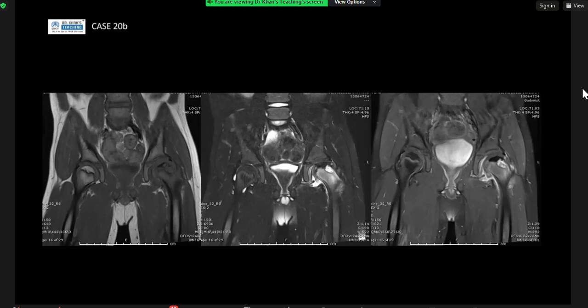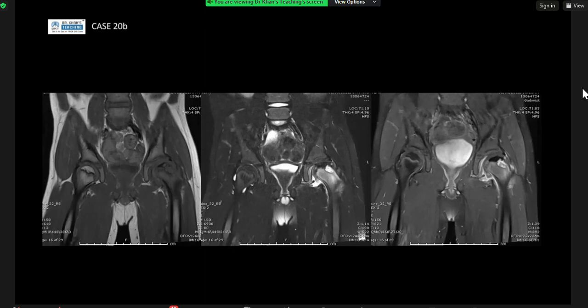T1 hypo, T2 hypo. Okay. I'm not sure what this is. Do you want to hazard a guess? Just say something, anything that comes to your head, as in any differentials at all. No judging here. T2 hyperintense with edema in the epiphysis would be like a giant cell tumor.